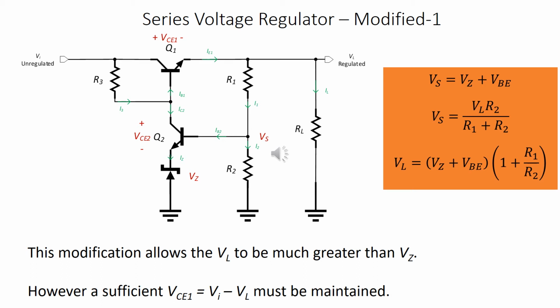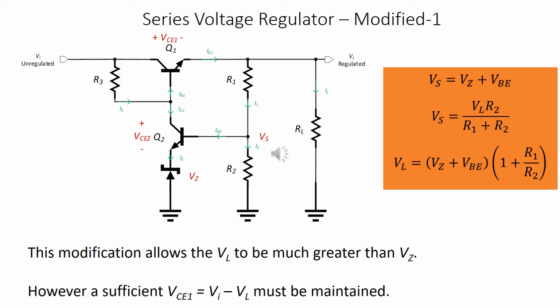Now we have two expressions for V sample. That is, Vz plus VBE2 is V sample, and V sample also equals VL times R2 divided by R1 plus R2. Equating the two expressions for V sample, we can find an expression for VL.